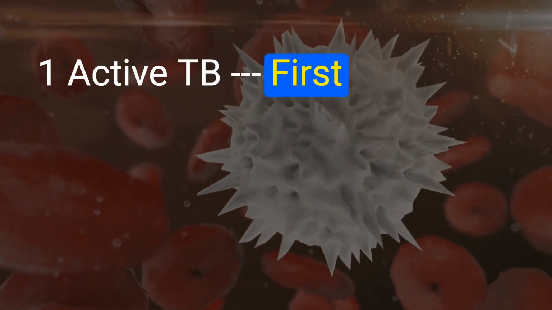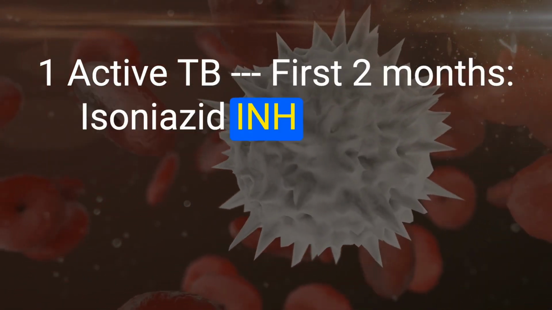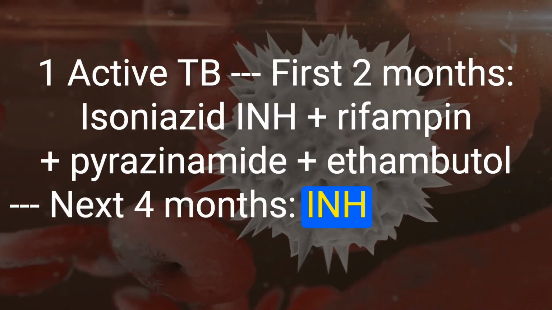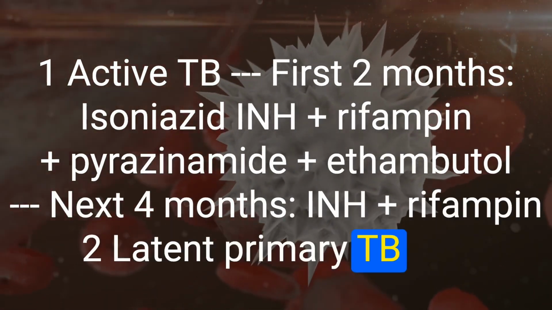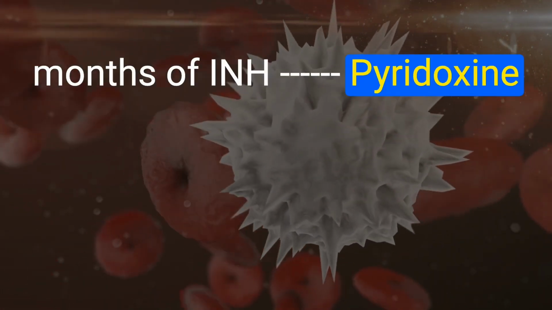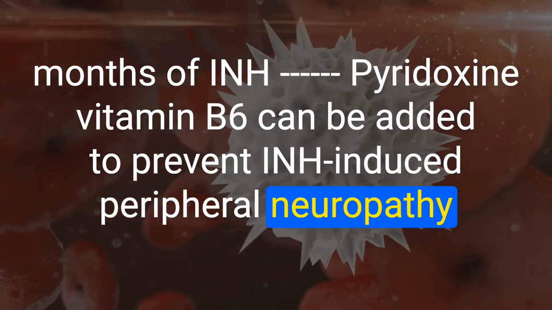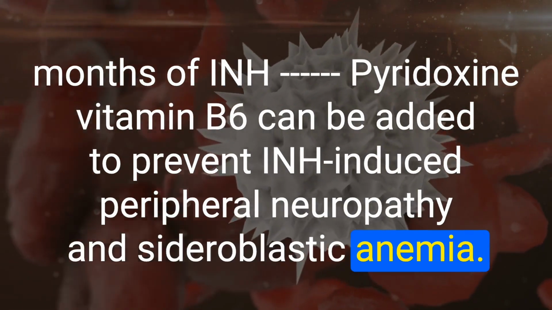For active TB, first 2 months: isoniazid (INH) plus rifampin plus pyrazinamide plus ethambutol. Next 4 months: INH plus rifampin. For latent primary TB: 9 months of INH. Pyridoxine, vitamin B6, can be added to prevent INH-induced peripheral neuropathy and sideroblastic anemia.